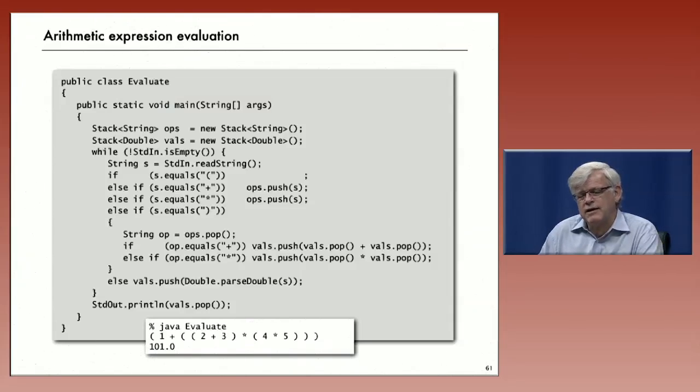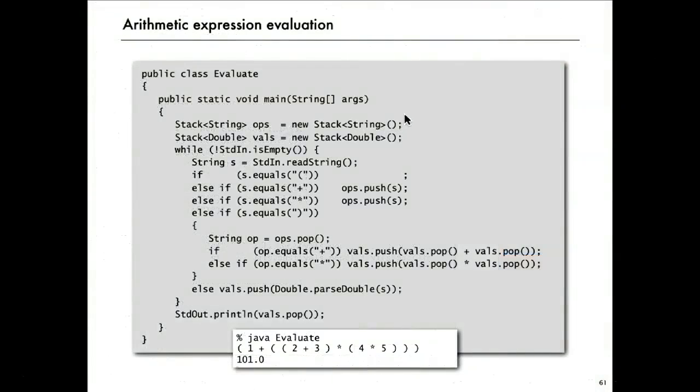Here's the code that implements Dijkstra's two-stack algorithm. We have two different stacks. The operator stack is of strings; it could be characters, which is just our operator. Then our value stack is doubles, so that's the same stack code, but with generics. We're using two different types of data. And then we simply perform Dijkstra's algorithm.